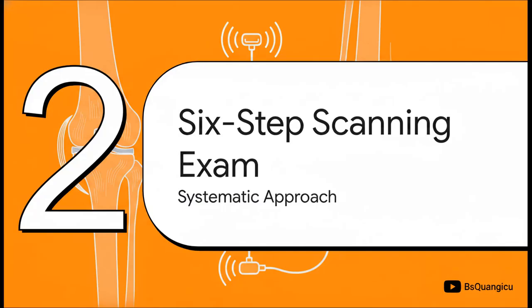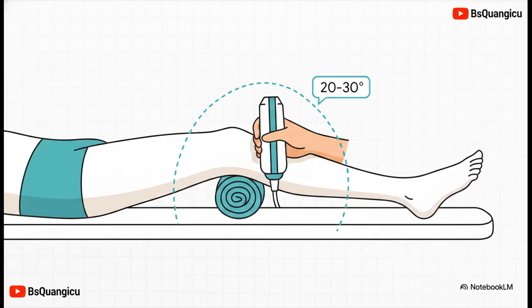Section 2, the 6-step scanning exam, a systematic approach. You know the saying, right? Proper preparation is half the battle, and it's so true here. Start by positioning the machine on your patient's right side. Grab a linear transducer set to a musculoskeletal preset. Your patient should be supine.